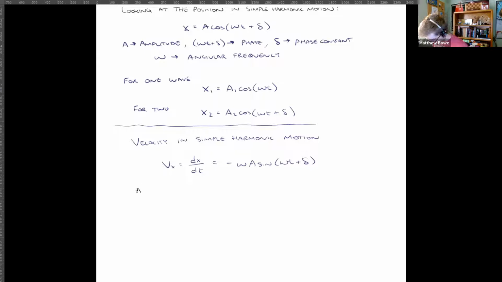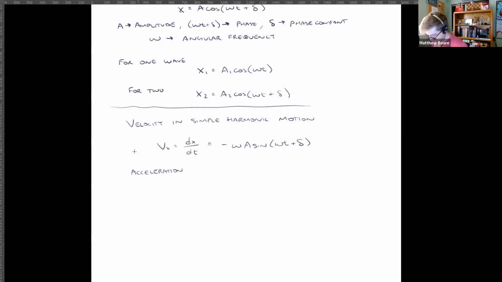And acceleration is the time derivative of velocity. So I'm just going to say a of x equals minus omega squared x.